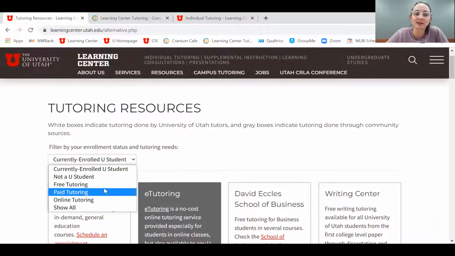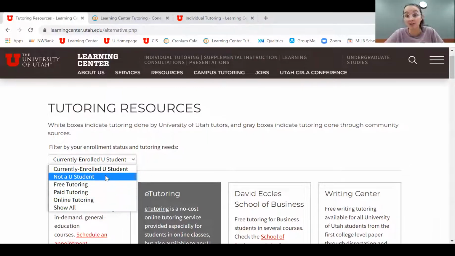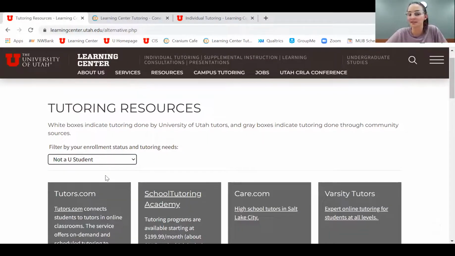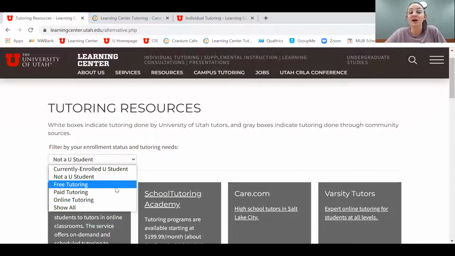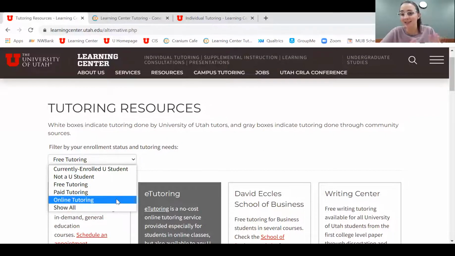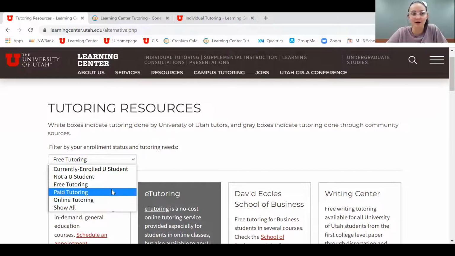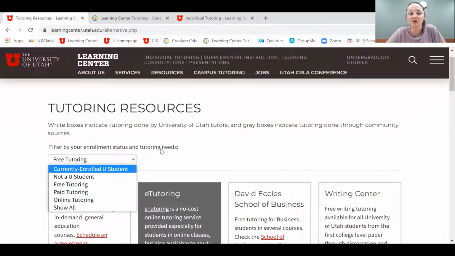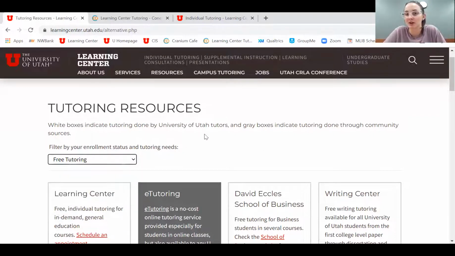And then you can go through here and look and say, all right, I'm not a U student, let's just say, right? What is available to me? Or I really want only free tutoring options. You can choose free, and I'll show you what's free. You could do, this was in the past before COVID, ones that offered online. So, I mean, pretty much everything is online now. But you can go through and choose what it is that you need and what you're looking for.